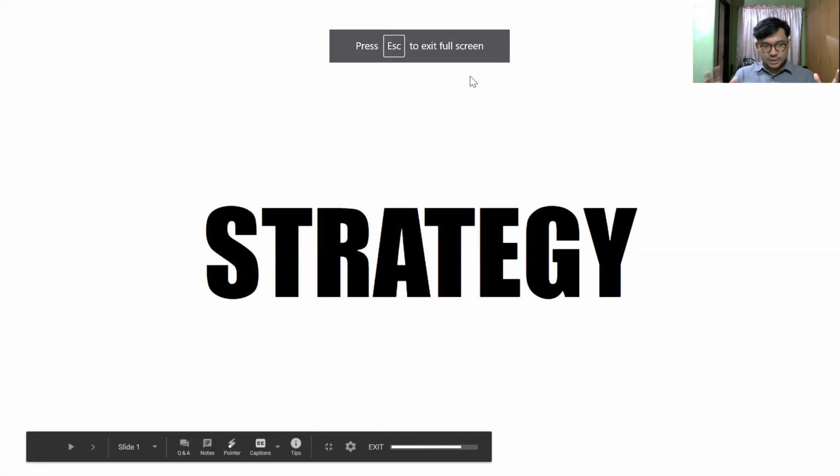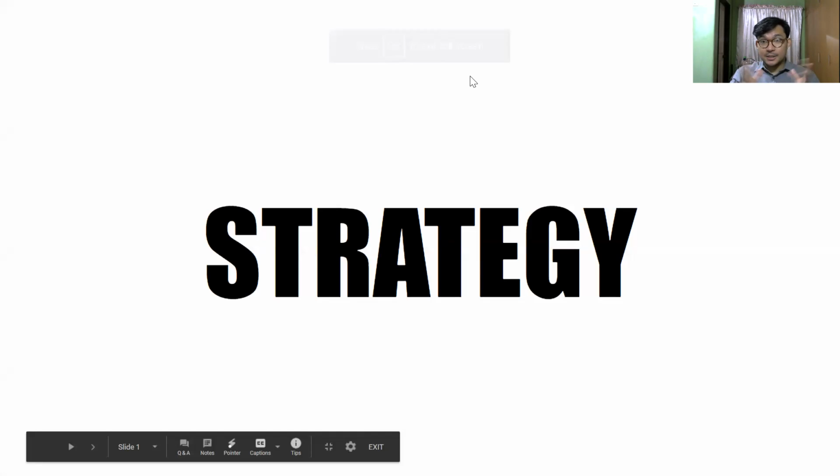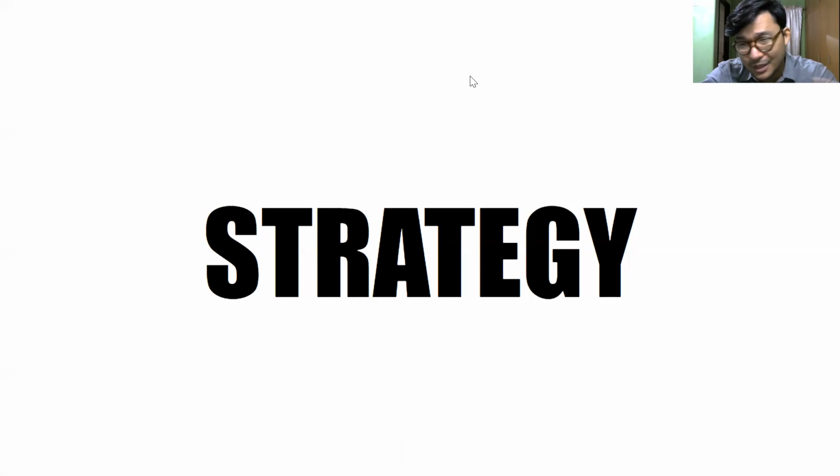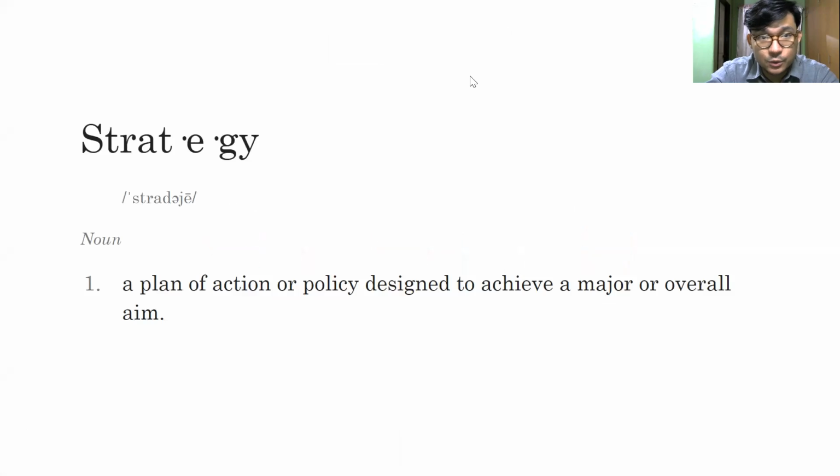Okay, so strategy. Honestly, this is probably one of the most important lessons here. The way I see it, strategy or strategic thinking is how you're going to approach all the other lessons for Opman 120. Okay, so let's start. How do we define strategy? It's basically a plan of action or policy designated to achieve a major or overall aim.